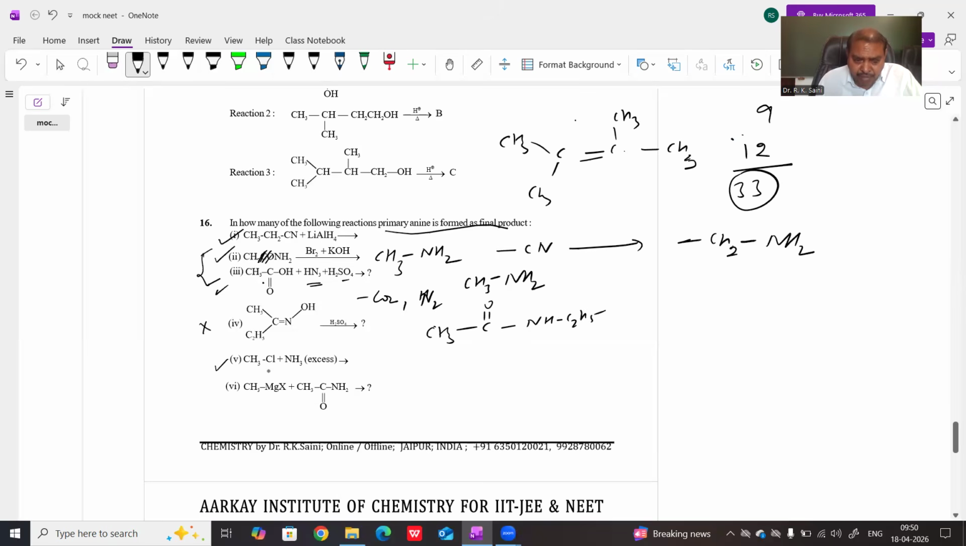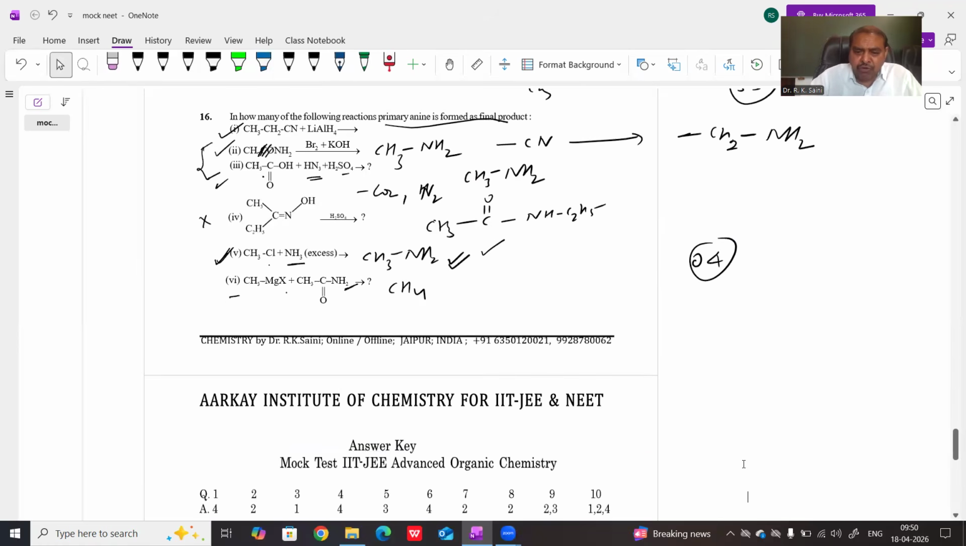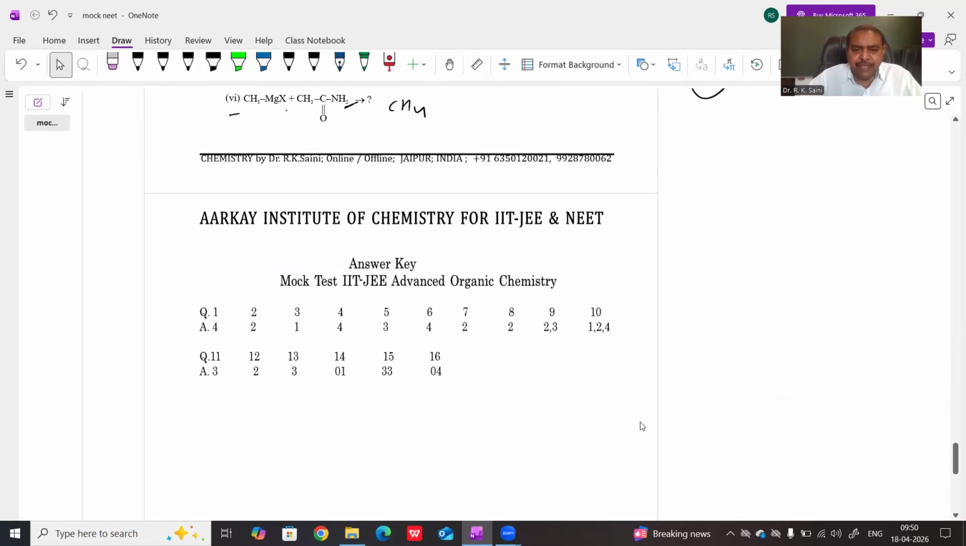In the next reaction, alkyl halide reacts with ammonia in excess. Therefore the product is primary amine only, because ammonia is in excess. Secondary, tertiary or quaternary salts are also formed if alkyl halide is in excess, but with excess ammonia we obtain only the primary amine. In the last reaction, Grignard reagent reacts with the active hydrogen containing amide. Therefore the final product is methane, and hence only 4 reactions in total are there in which the substrate is changed into a primary amine. Overall, this is the key of this paper. Thank you. Okay, bye.